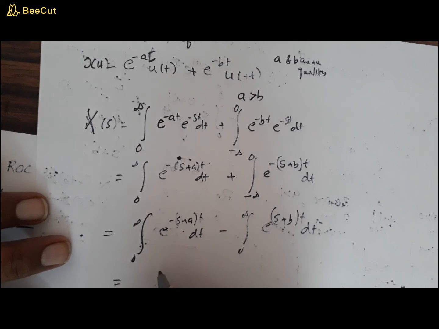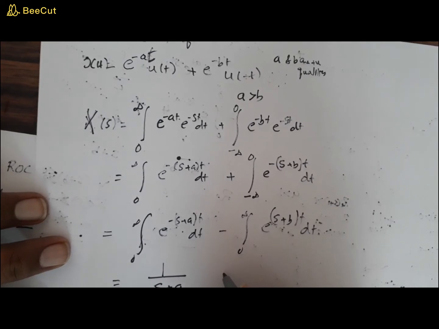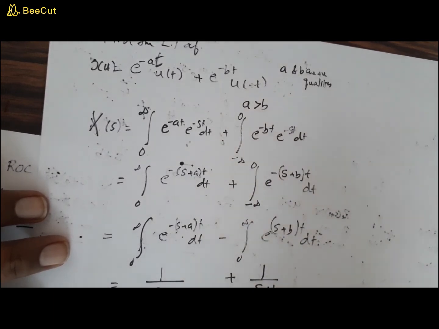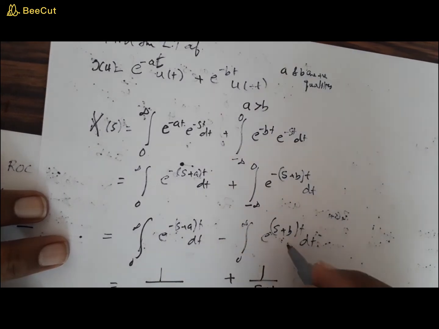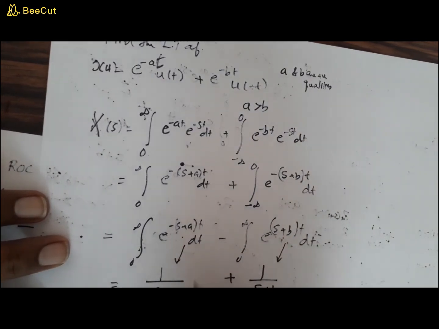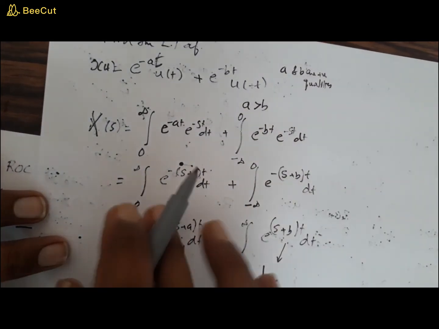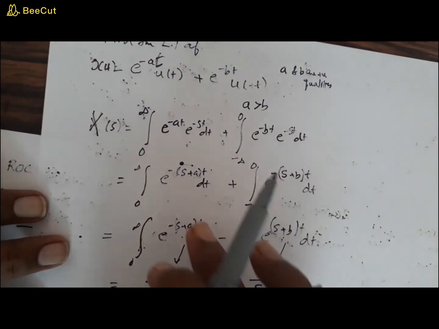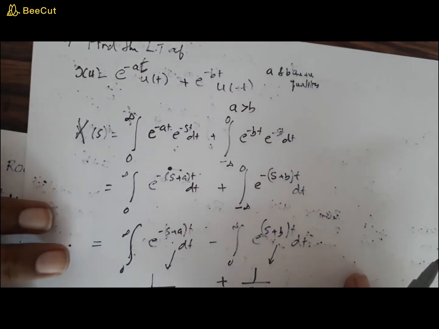This will be 1 by s plus a, and when you evaluate that, it will be minus 1 by s plus a. That minus and minus this cancel, so this becomes 1 by s plus b. Okay, now the question is, in order to convert this into this expression, this has to converge to a finite value. That is why this region is said to be the region of convergence. The integral has to converge to a finite value.